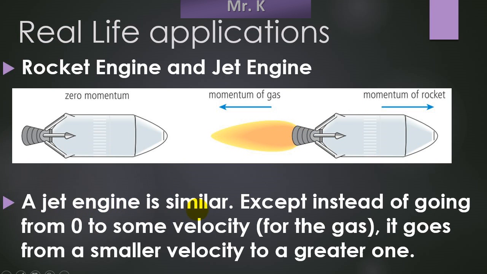The idea for the jet is similar, except instead of starting at 0 and going to some velocity for the gas, as with the rocket where we have no motion whatsoever, for a jet engine we're taking air moving at some velocity and increasing the velocity. And when we increase the velocity of the air, we're also increasing its momentum. So the momentum of the air coming out of the jet has to be offset by the momentum of the jet, or the plane itself, being propelled forward.